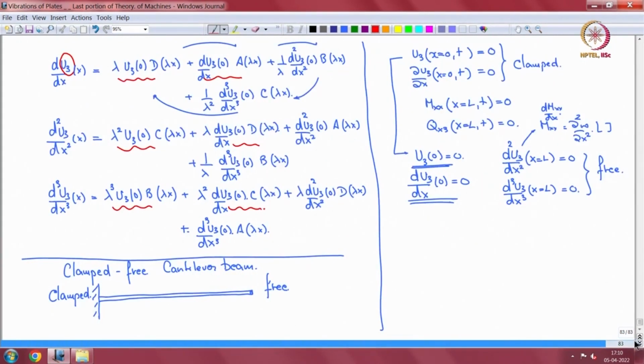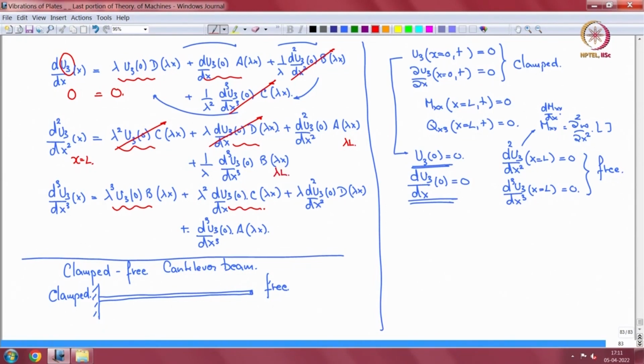Okay, similarly, if you look at this here, this at x equal to 0 is 0, we are saying. Okay, and then at x equal to 0, b is 0 and c is 0. So this also becomes an identity. Okay, now what we are left with is here d3 u3 dx square, okay, at x equal to L. Okay, so if I make this x equal to L, okay, then what do I have? This term is 0 by the boundary condition, this term is 0 by the boundary condition, this gets evaluated at lambda L, this gets evaluated at lambda L.